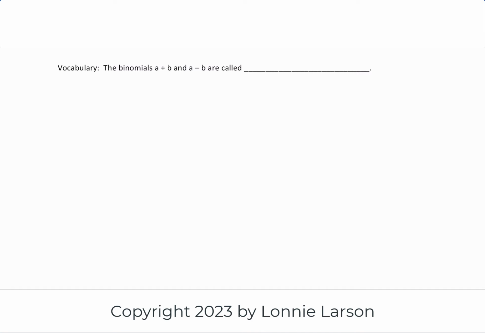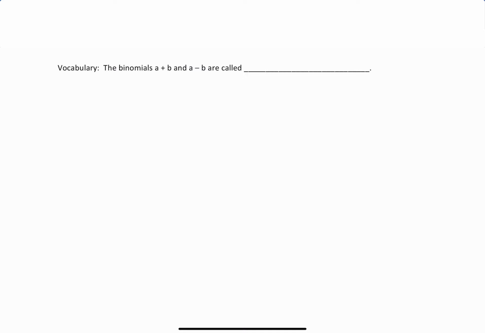In the last video, we used binomials that looked like a plus b and a minus b. And I used the word conjugates, but perhaps I should remind you that that's what these are called. If you have the same binomial with a sign changed in the middle, those two binomials are called conjugates. And why are these useful?